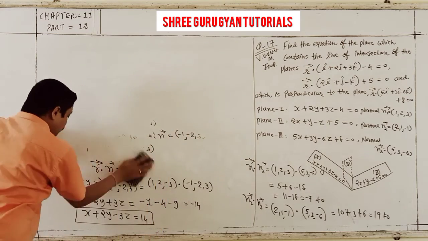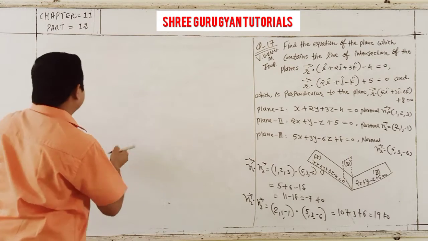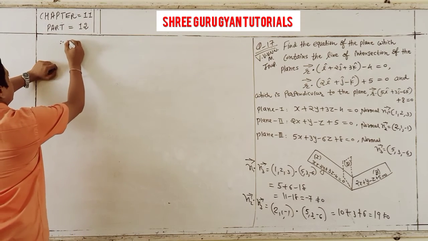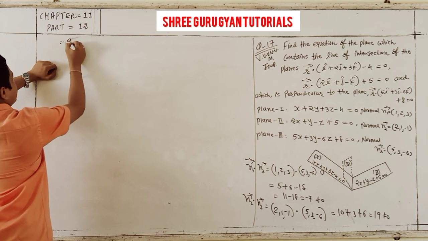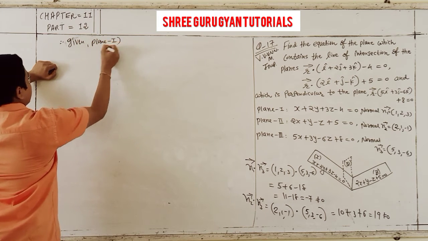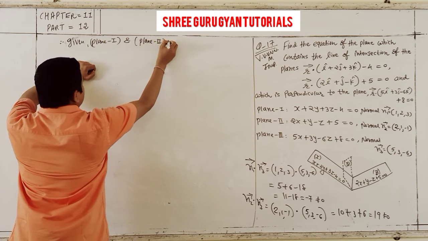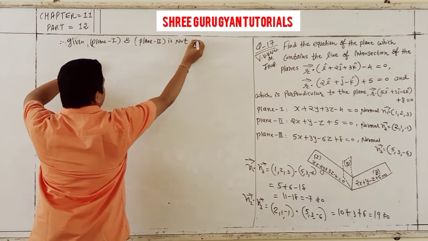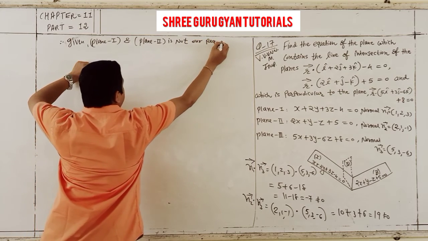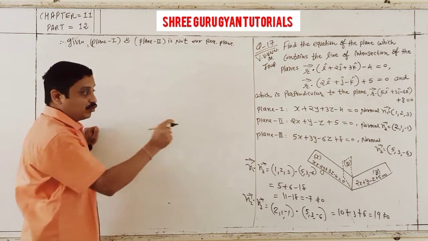That's our first conclusion. So easily I will show that, given plane 1 and plane 2 is not our required plane. Now I will start to derive plane 4.